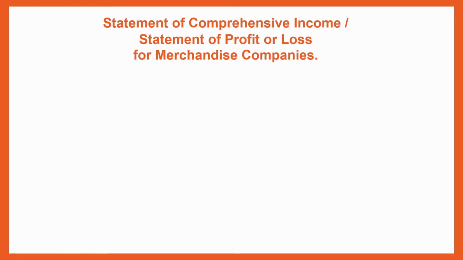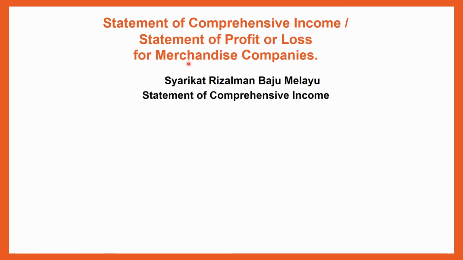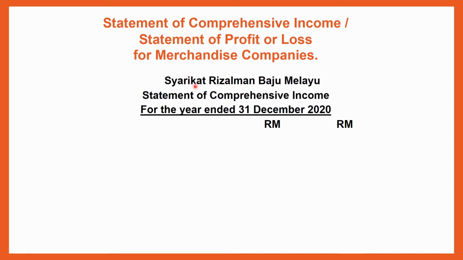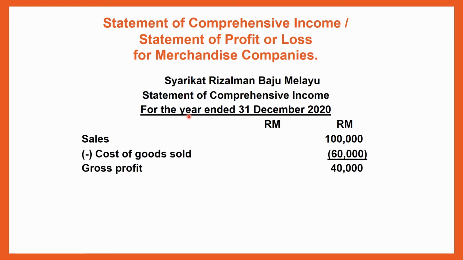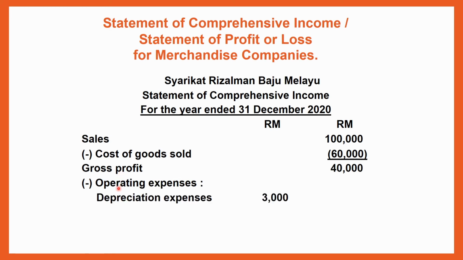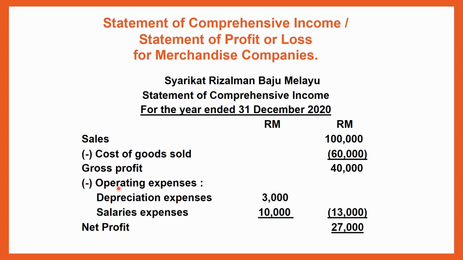And we look at the comprehensive income statement for merchandise company. That is the name of the company, the name of statement, and the accounting period. So we must start with sales less cost of goods sold, and you will get gross profit less operating expenses, and you must list all the expenses, and we get net profit. So this is the format for merchandise companies.